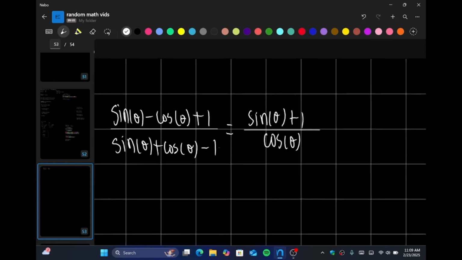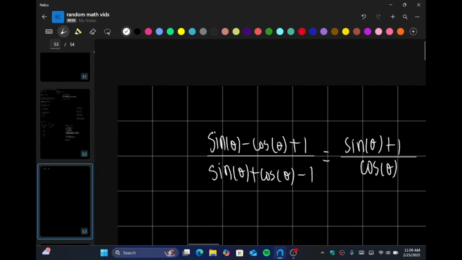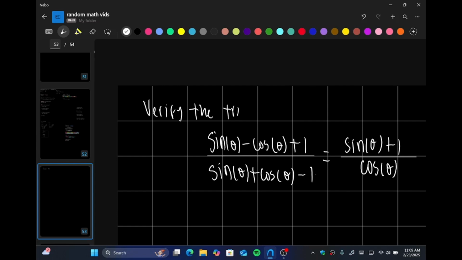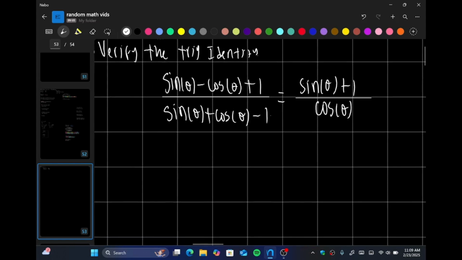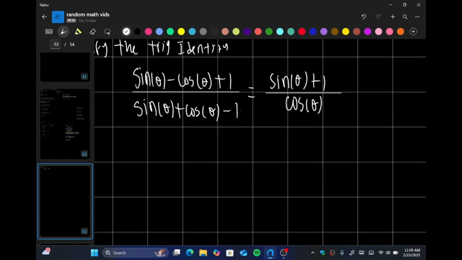But in this video we're gonna go ahead and do this problem. It says to verify the trigonometric identities. Now this one, guys, is really difficult. I did have trouble doing this, so it is a very difficult problem. So we're gonna get started.